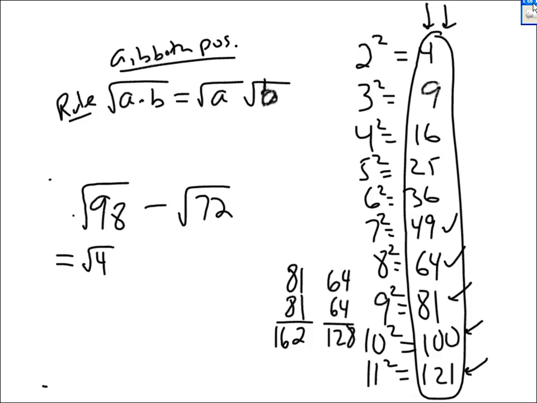So 98 is 49 times 2. So I can take the square roots separately. The reason I picked 49 was, I know the square root of 49. It's 7 times the square root of 2.